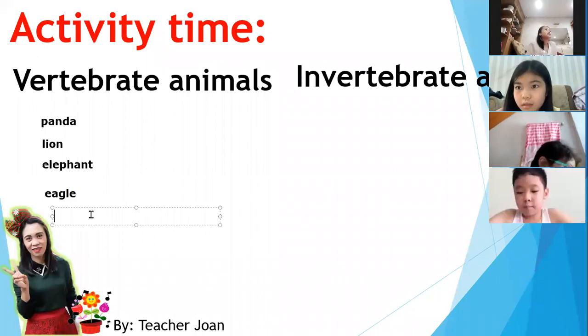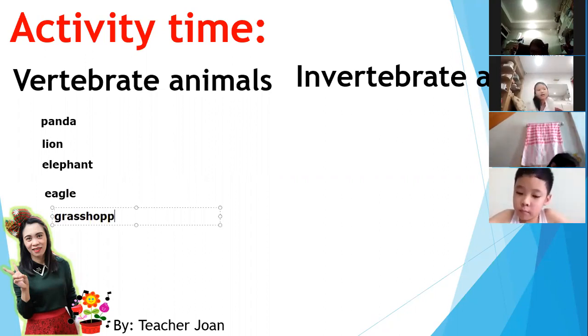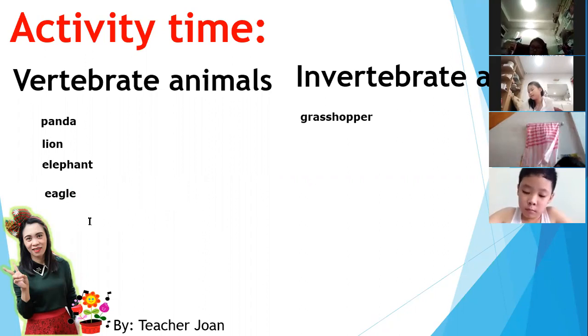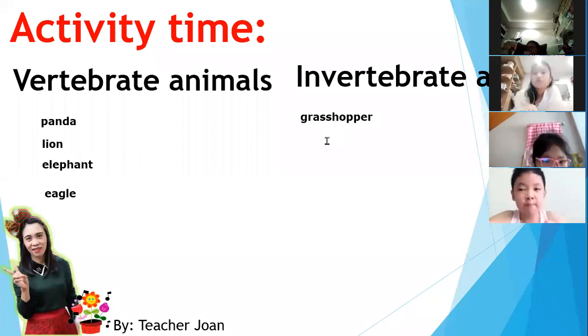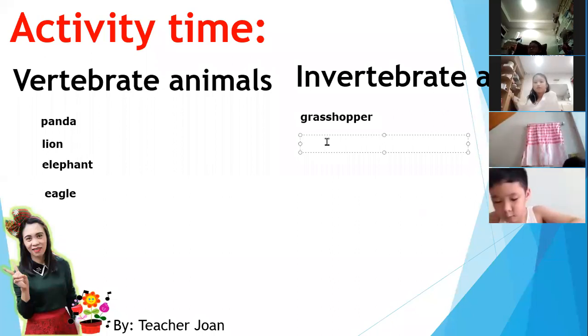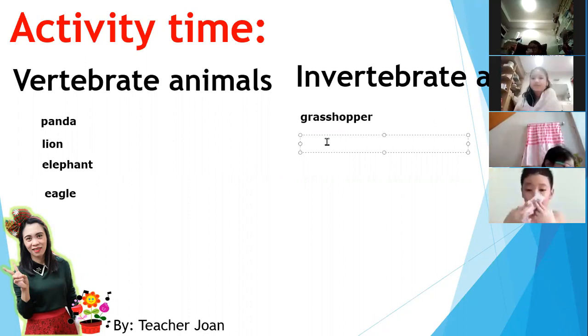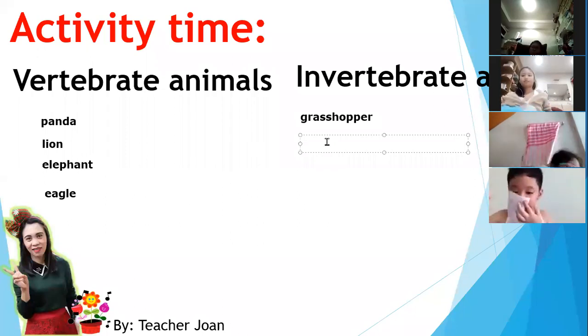Grasshopper. Where can I put grasshopper? Vertebrates or invertebrates? Invertebrates. Okay, very good. Grasshopper. Okay, next, Baboon. Baboon, can you name one invertebrate animal? Don't know the answer? Look in your worksheets. It's in your worksheets. Are you writing your worksheets, everyone?